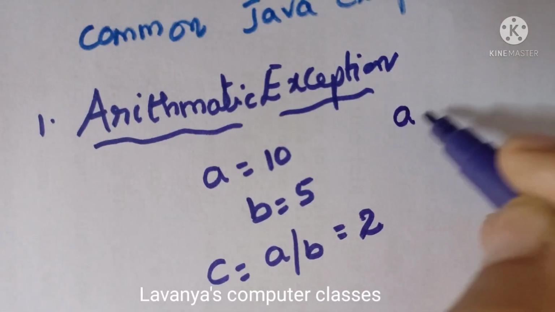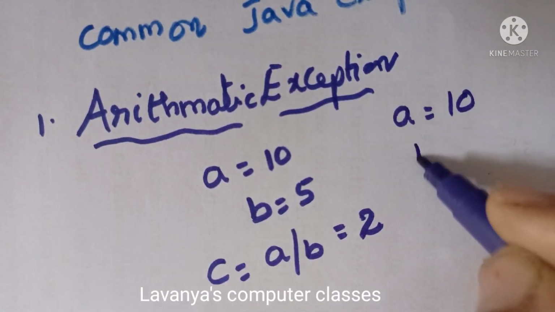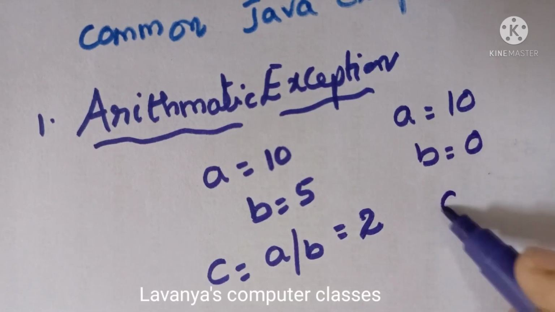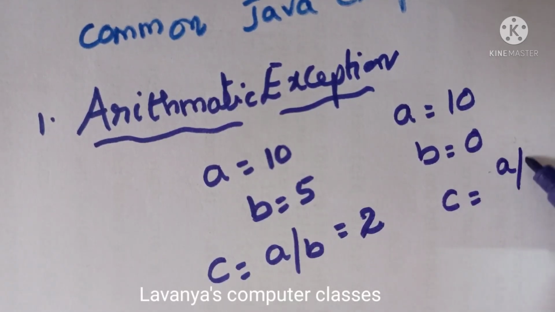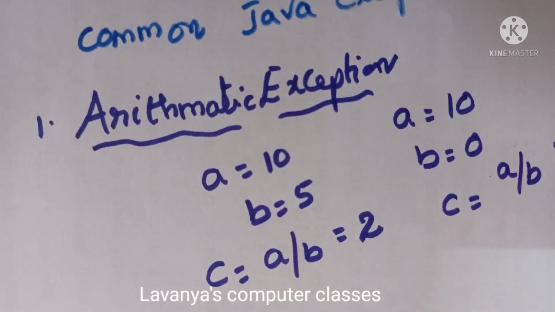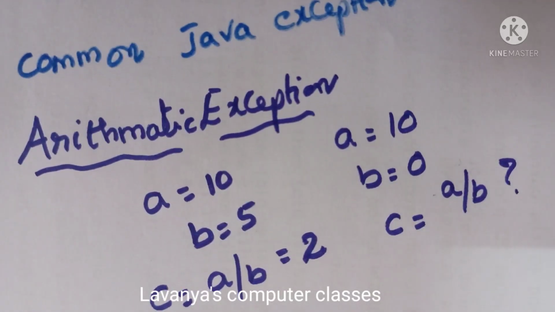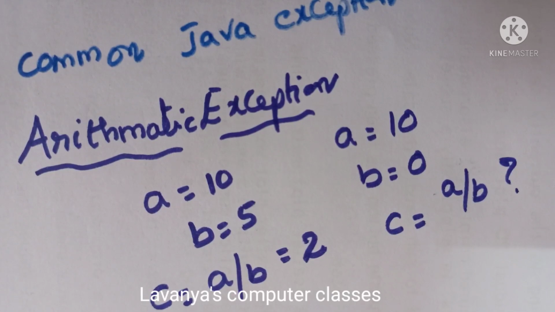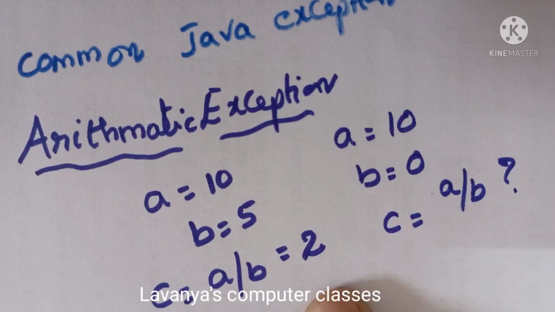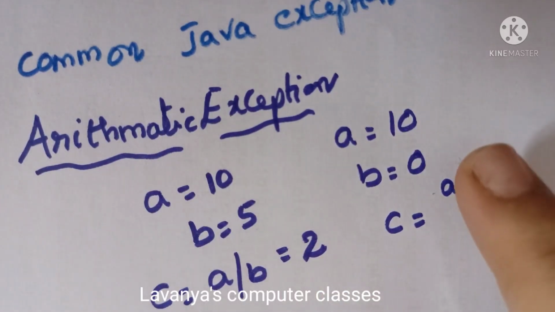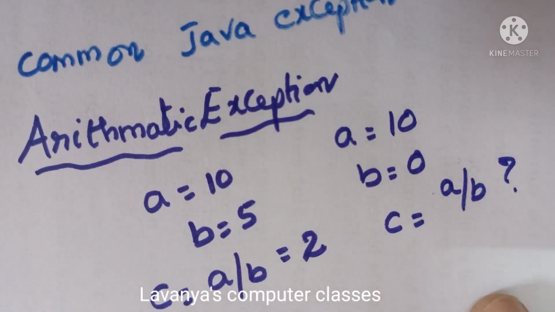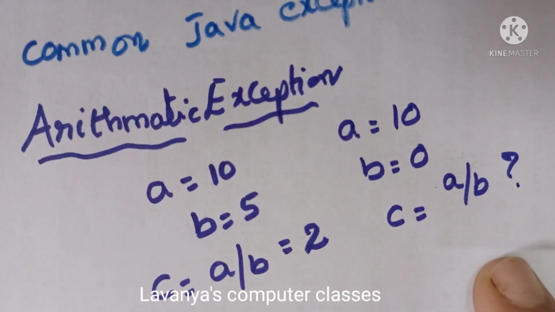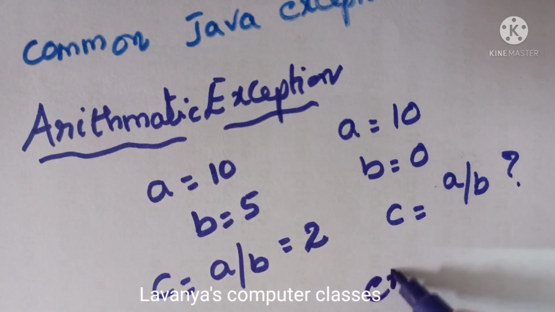But in the same example, A value is 10, B value is 0. Now we want to find the C value, A by B. So what is the answer? Syntactically everything is correct, but when we execute this program, we get an unexpected error. We are expecting the result, but when you give B value as 0, unexpectedly it gives some error. So this type of error is called an exception.